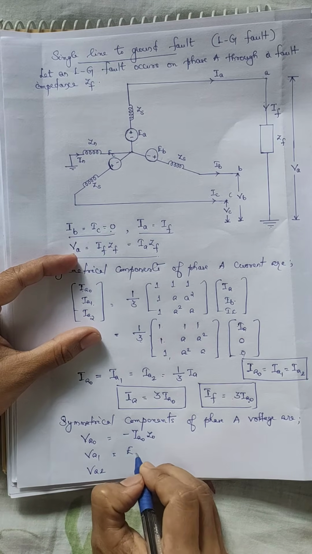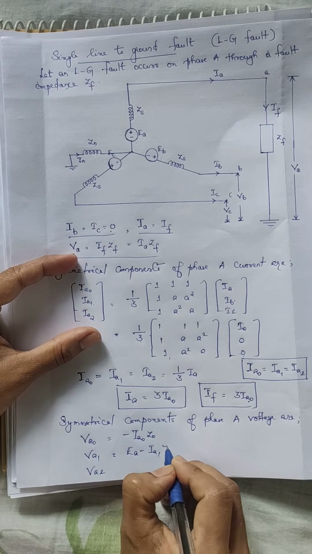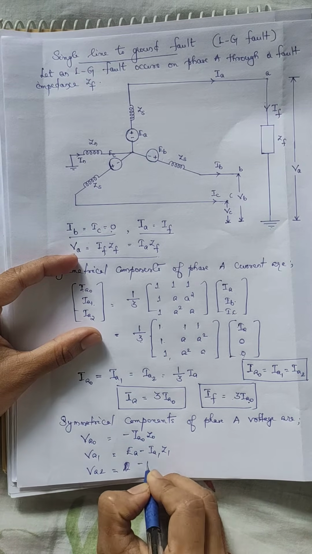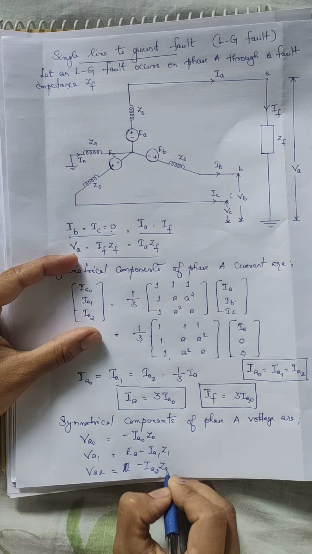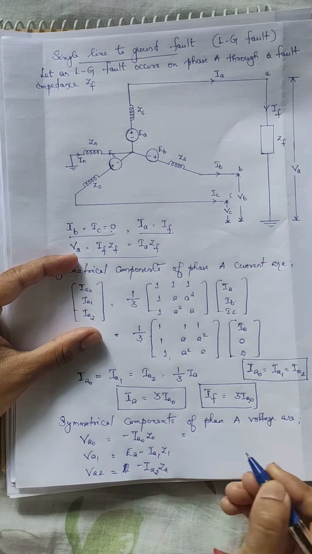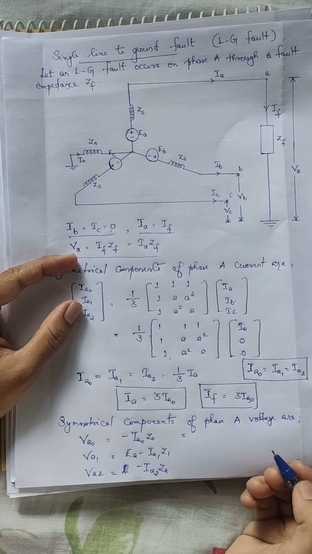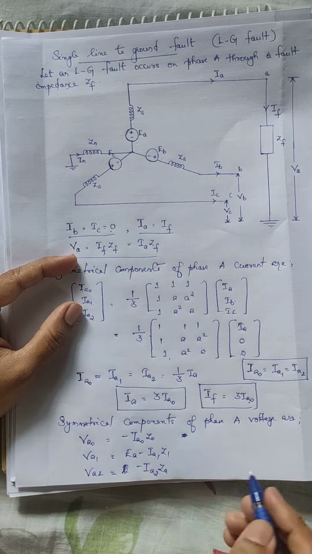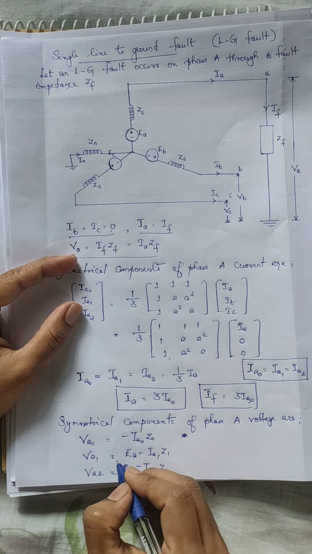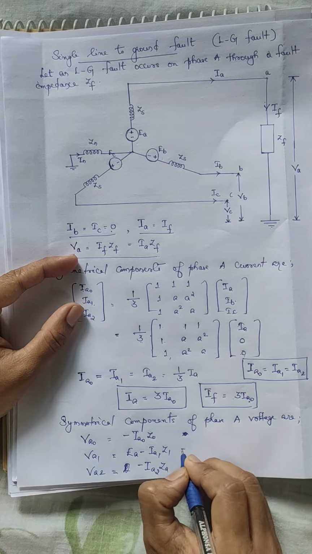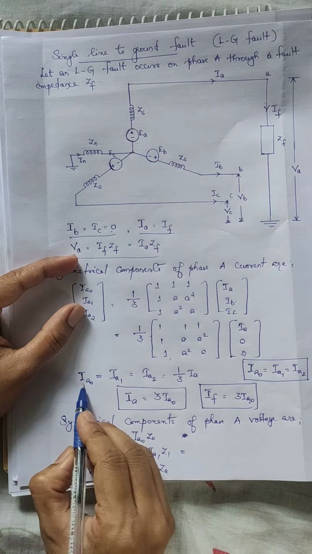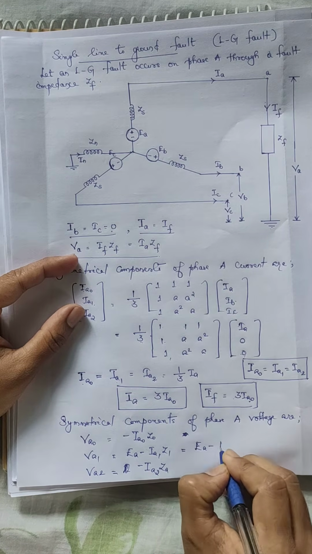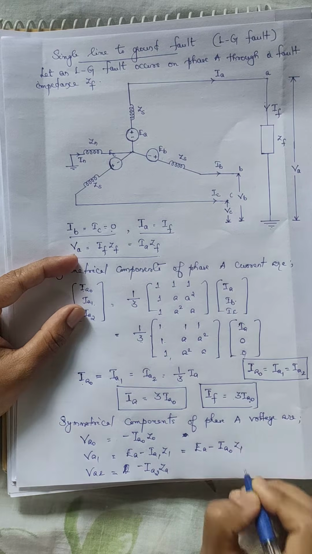VA1 is equal to EA minus IA1 Z1 and VA2 is equal to minus IA2 Z2. So these are the equations for symmetrical components of voltages. Now minus IA0 Z0, keep it as such. Now look at this equation. VA1 is equal to EA minus IA1 Z1. IA1 is equal to IA0, so replace IA1 with IA0. So this can be written as EA minus IA0 into Z1.